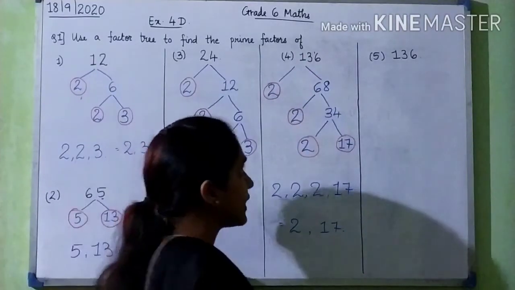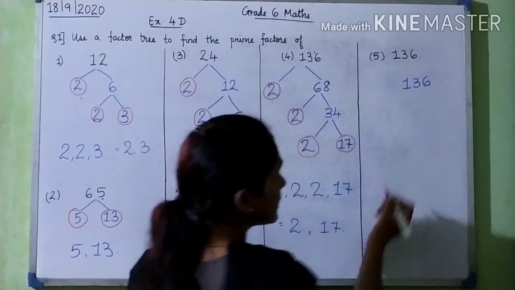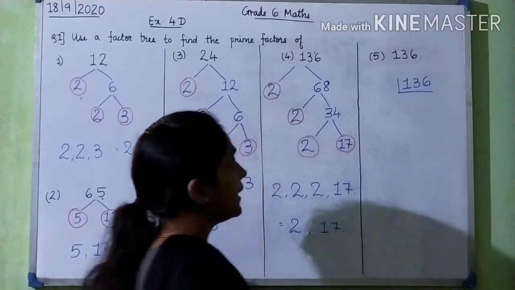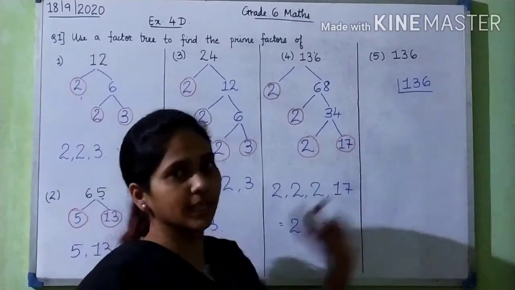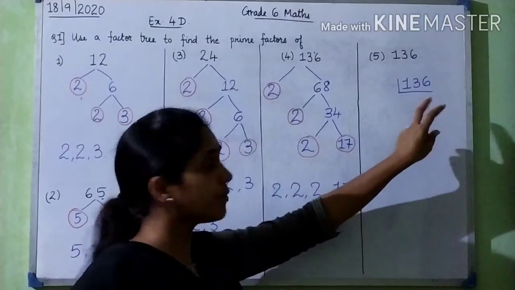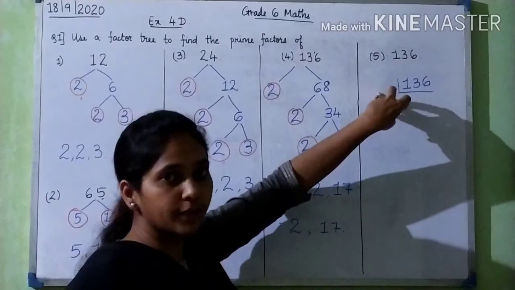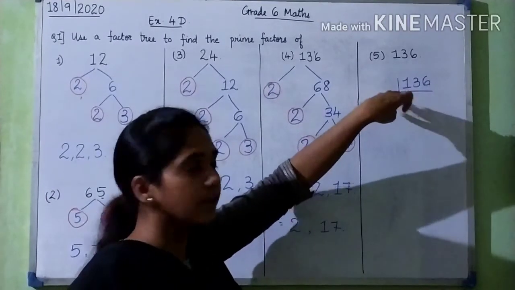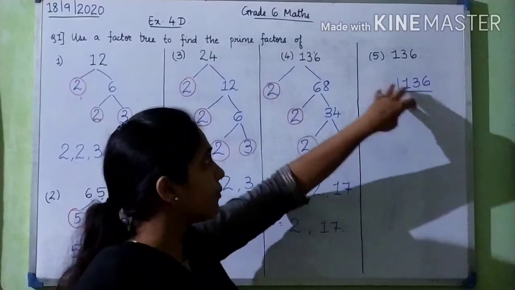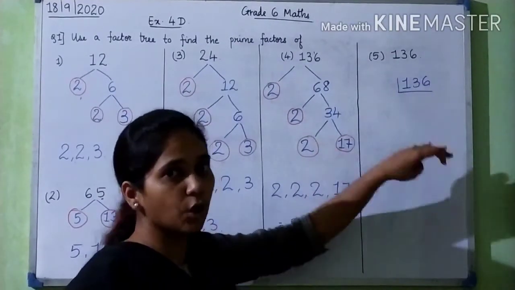Okay. So first I write the number which is given. So 136 is given to me. Then I put it in a half box like this. Now 136 can be divided by 2. We have to start from the smallest number. If it does not go in 2's table, then we go to 3. If it does not go in 3's table, then we go to the other number 4. But if it can be divided by 2, we start dividing from 2 itself, from the smallest number.